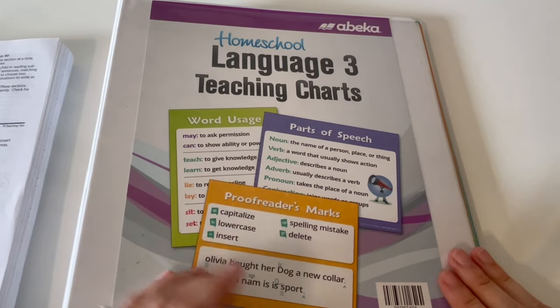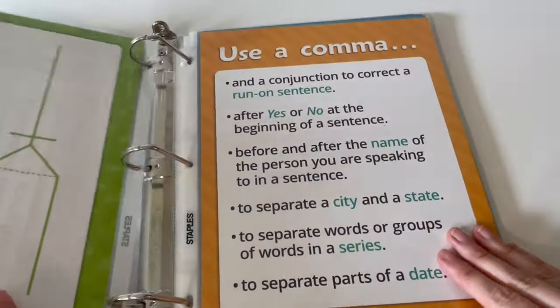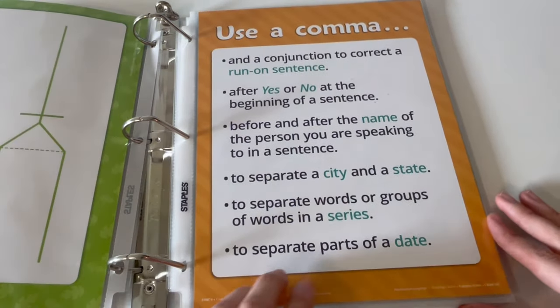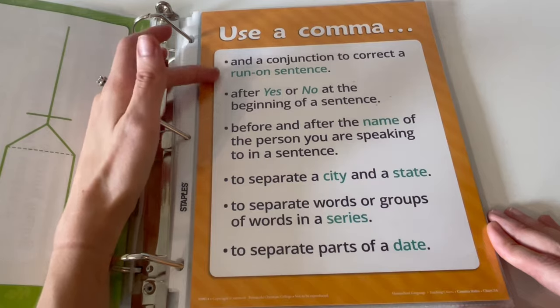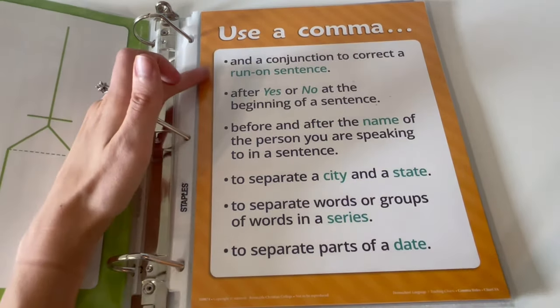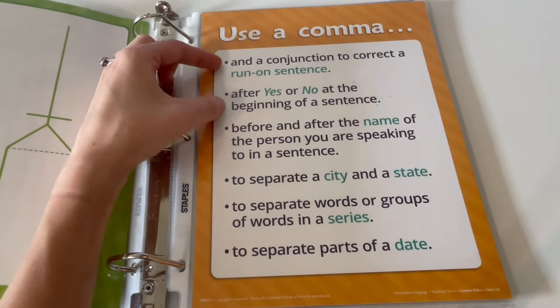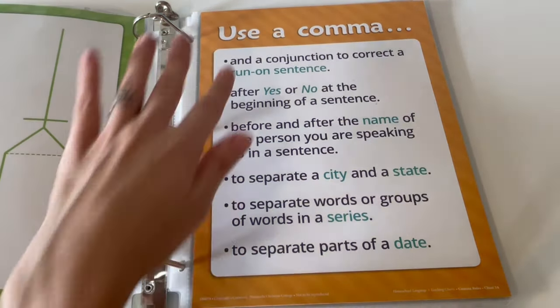I put them in a binder, and that way they're just protected. But you can laminate them or whatever you would like to do. So here is chart 3A, use a comma. You're only going to be learning these one at a time. At this lesson, you have only learned these two. But by the end of the year, you're going to know all of them.